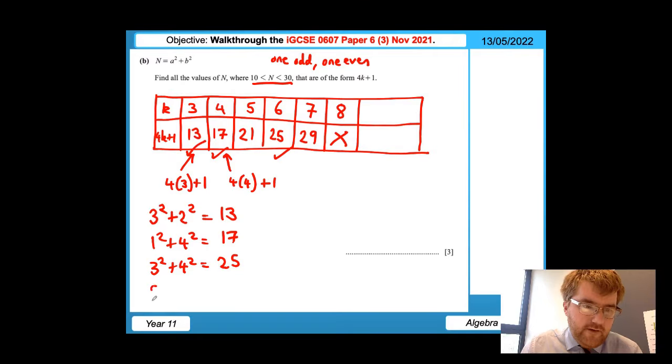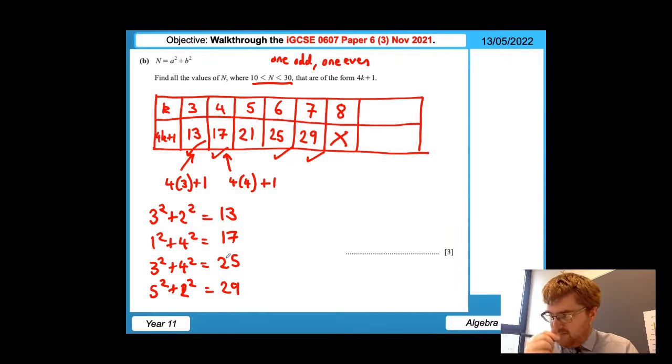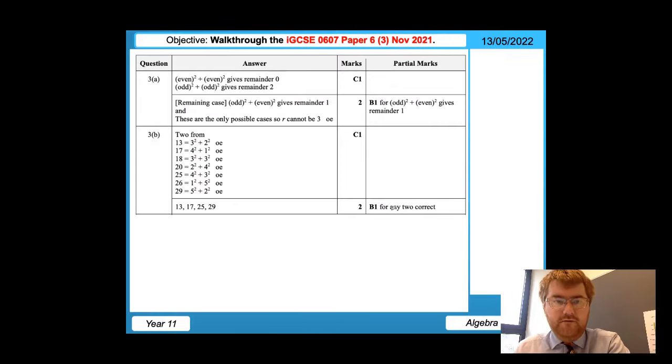29, yes, 5 squared plus 1 squared, plus 2 squared, that's it. So 5 squared plus 2 squared, that's equal to 29. Notice one has to be odd, one has to be even. So our final answer is going to be 13, 17, 25 and 29. Hopefully 21 doesn't work. I don't think it does. No, it doesn't. Good, perfect.